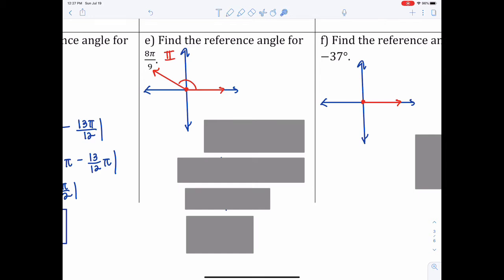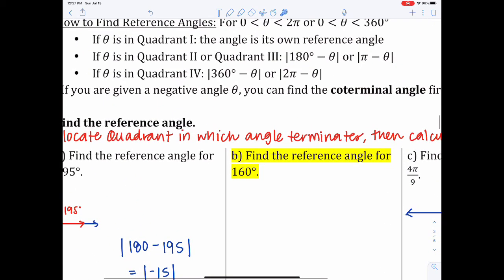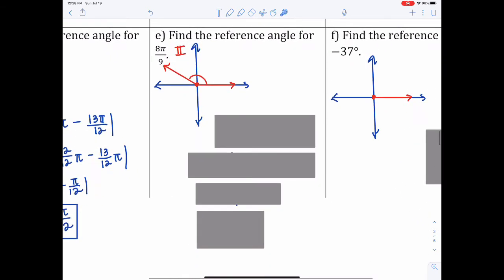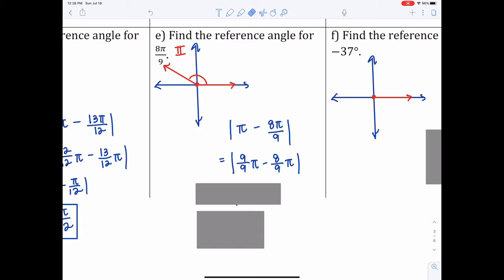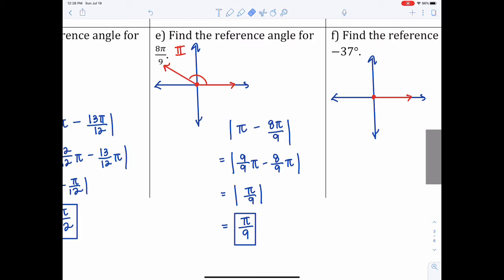So now we know we can subtract this from pi because of our information right here. So quadrant 2, we're going to subtract from 180 degrees or pi. So if I subtract from 1 pi, we have pi minus 8π/9. Make common denominators, that means we have 9/9 pi minus 8/9 pi. Therefore, we get π/9 as our reference angle.